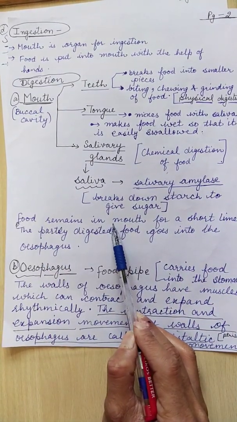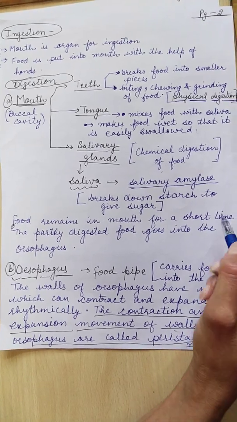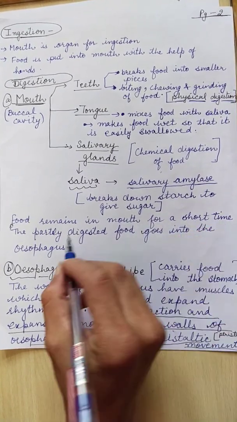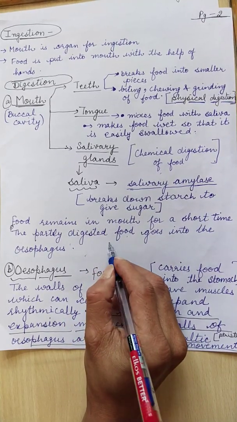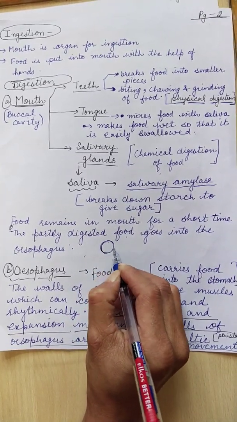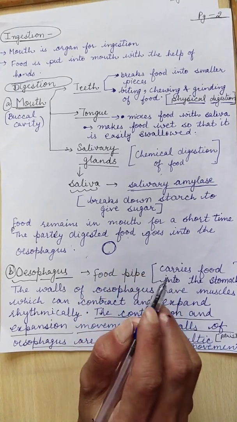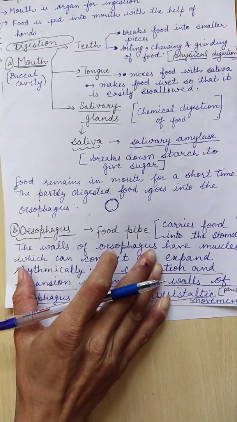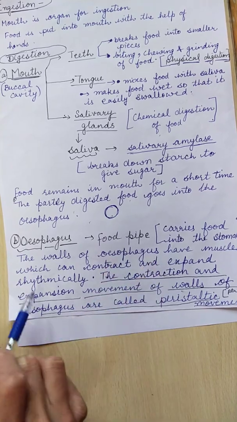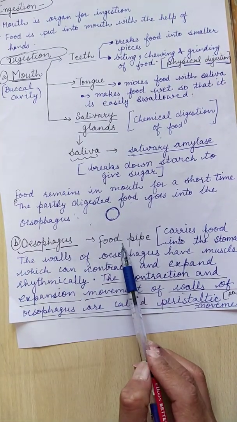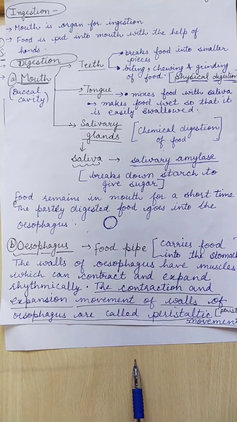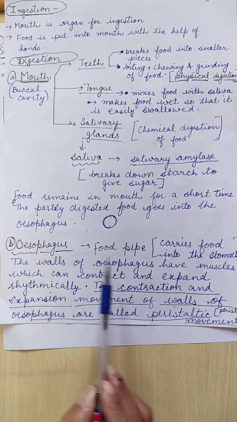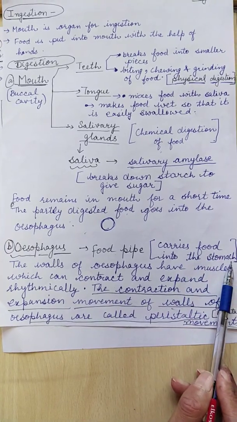Food remains in the mouth for a very short time, and the partly digested food goes into the esophagus. This partly digested food is known as bolus here. Now, when the food moves into the esophagus, which is also known as food pipe, it has to go down into the stomach. The function of the esophagus is to carry the food into the stomach.